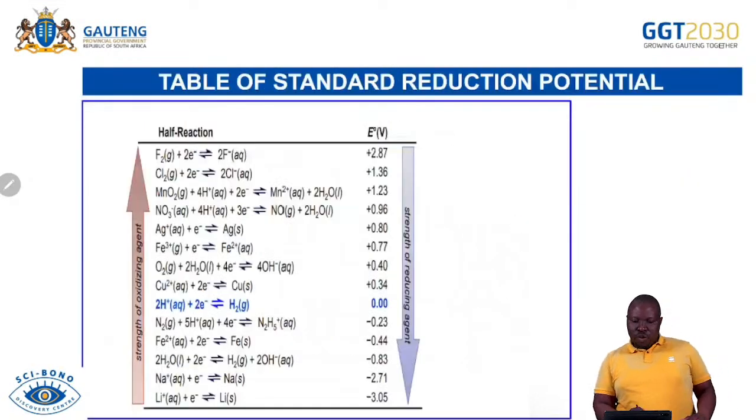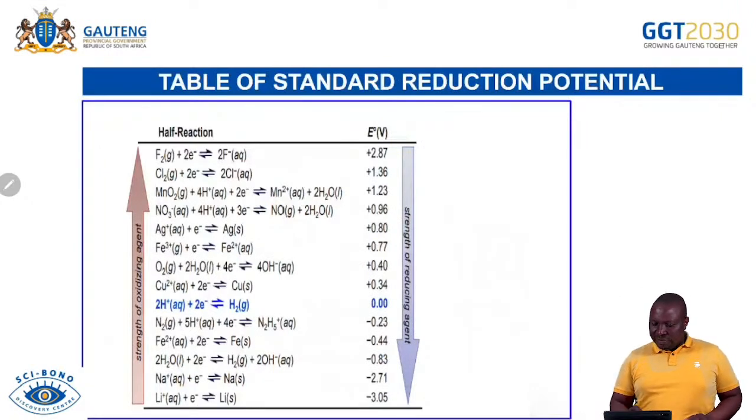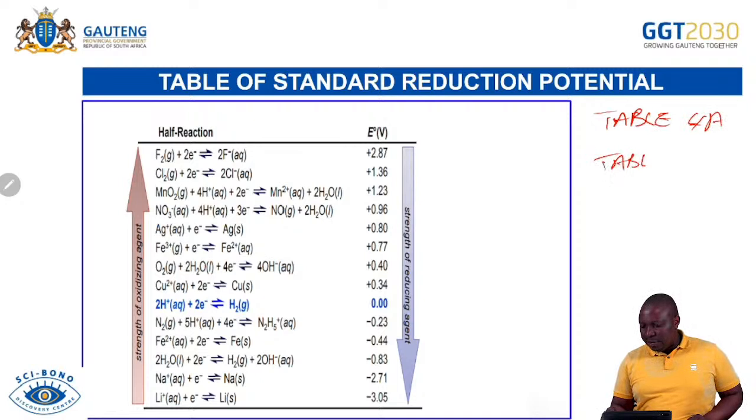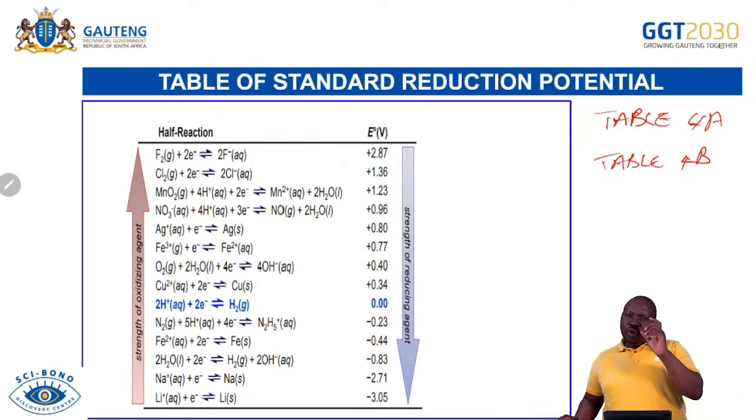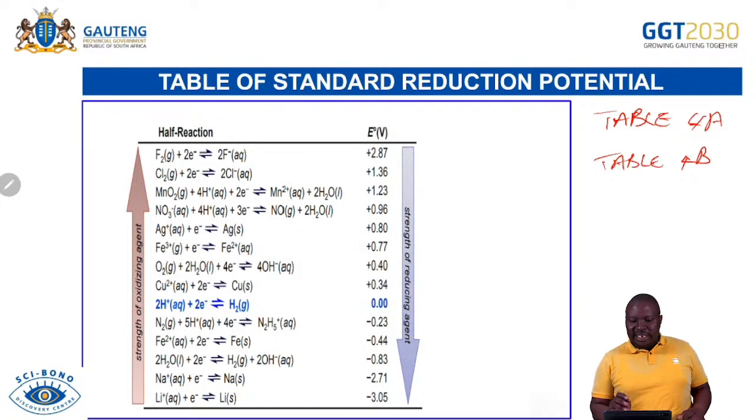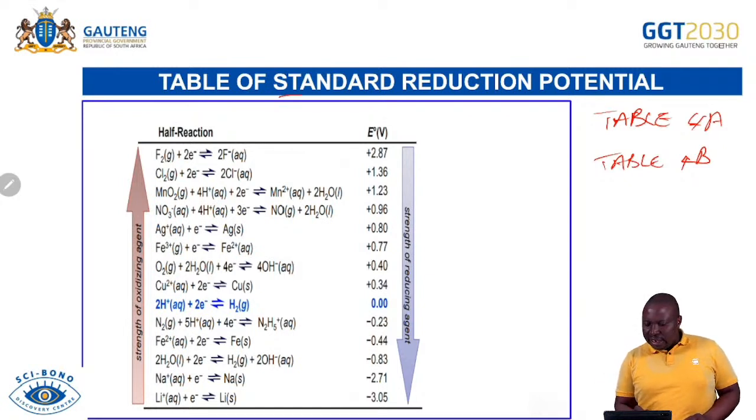So if you look, we have a table that is referred to as table 4A, and we have another table that is referred to as table 4B. Maybe you have seen when you're doing a revision, when your teachers at school give you the previous question papers, there are two tables there at the back. Those tables we refer to as the table of standard reduction potential.